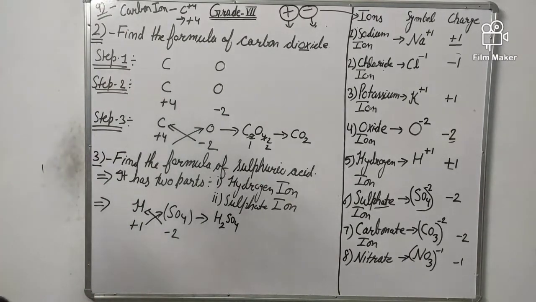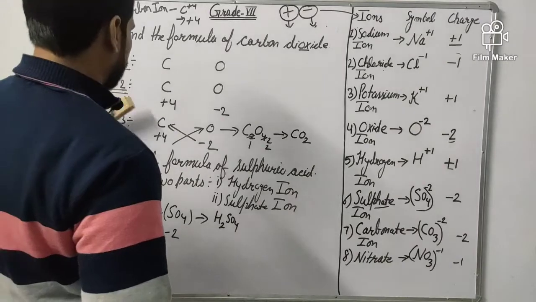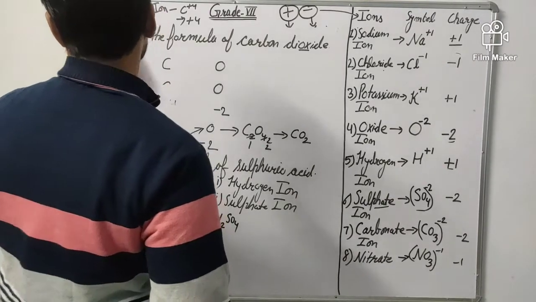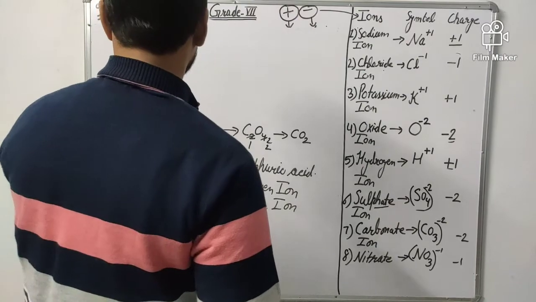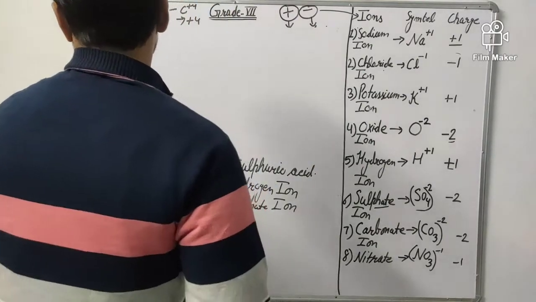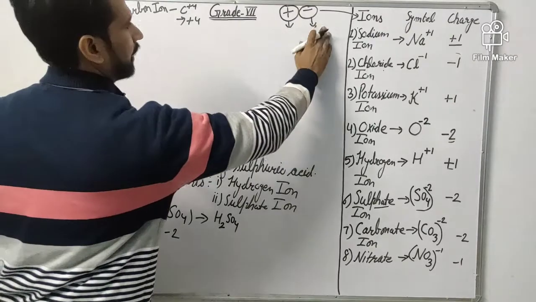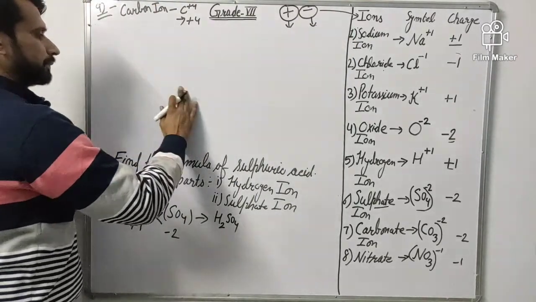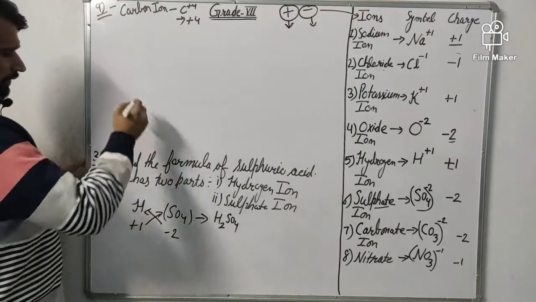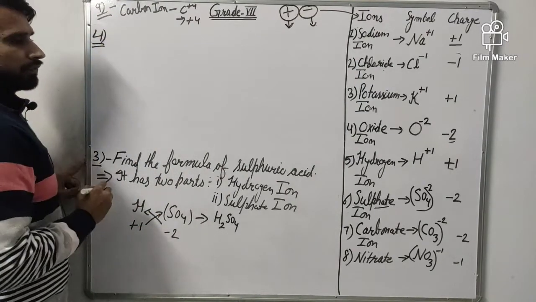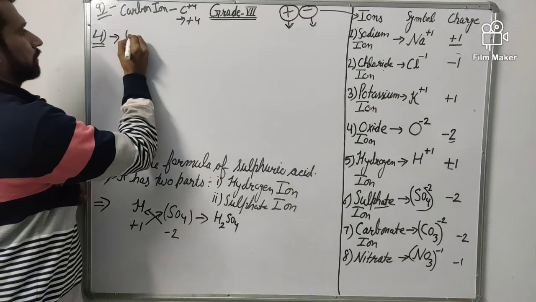Formula is H2SO4. Okay, let's do one more example on how to write chemical formulas. If you want to write the formula of water, water is also called the universal solvent because almost everything dissolves in water. And water can behave both as an acid and as a base. So the last example, number 4: now we will write the formula of water.